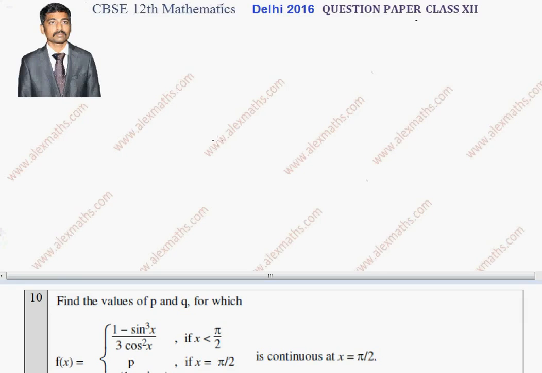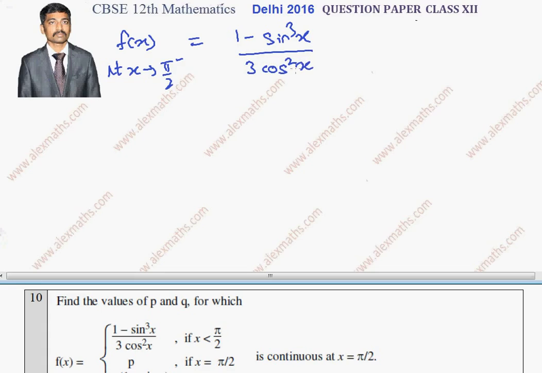Question number 10. Find the values of p and q for which the given function is continuous at x is equal to pi by 2. So when I take the first part, f of x limit x tending to pi by 2 minus. For this I have to choose 1 minus sine cube x whole divided by 3 cos square x, where limit x tending to pi by 2. If I substitute pi by 2 for x, I will be getting 0 by 0 in both numerator and denominator, which is indeterminate form. So I have to rearrange the numerator.